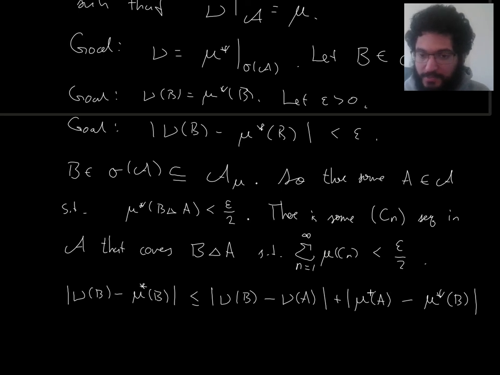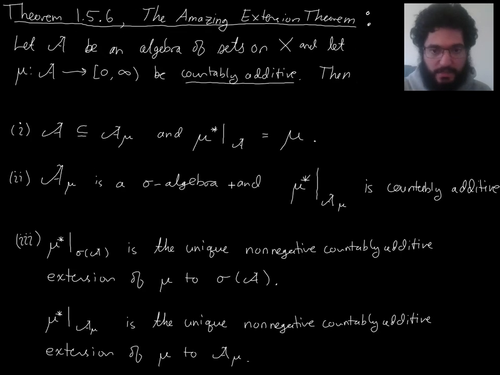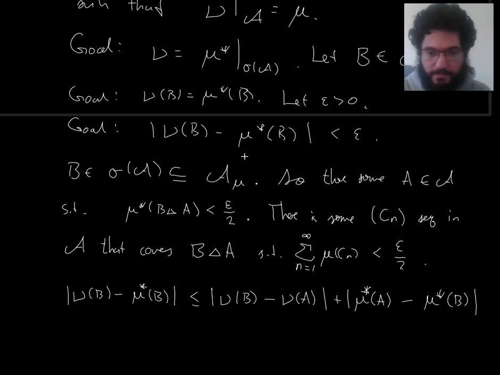Can I write it as mu star? That would sure be nice. Then I'd have a difference between mu stars. Can I write it as a mu star? Yes, I can. That's because mu star is an extension of mu. So that's by part 1. Okay, so this is the triangle inequality, but I've written nu of A as a mu star of A.